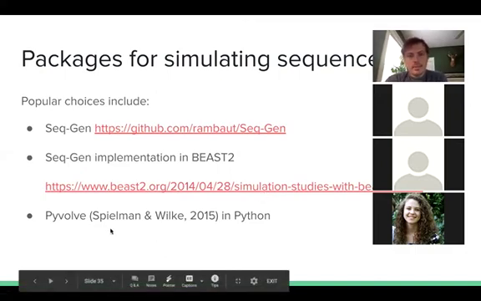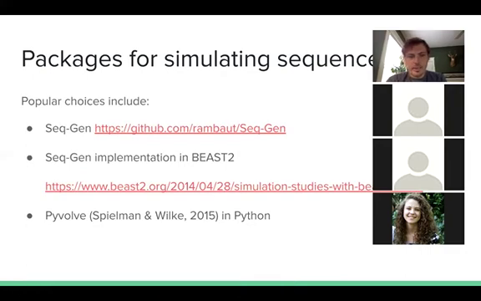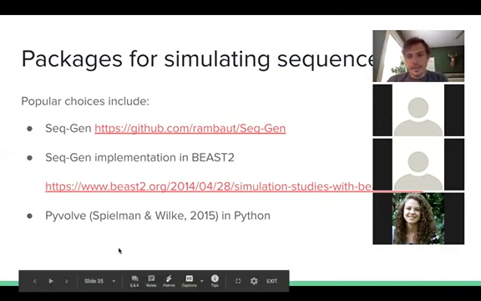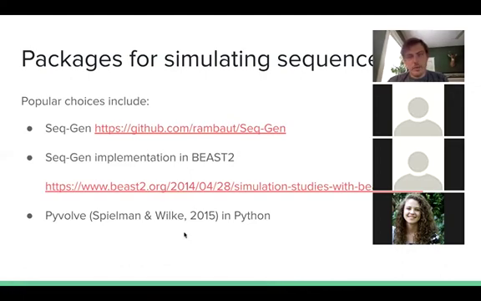The sequence simulation package that I've started to use a lot in recent years is PyEvolve. I really like PyEvolve because it's incredibly well documented and easy to use, and it's already in Python, so it works well if you're already working in Python. It can not only be used to simulate under simple HKY or GTR models, but it's also nice because it can be used to simulate under much more complex scenarios.